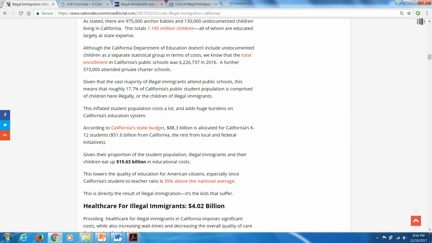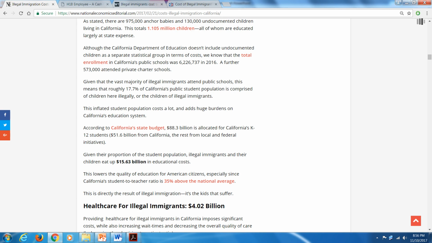17.7% of the California public school population is children here illegally, which is the same as, in another module, we had these slides, the 1 out of 7. It's actually matching. See, the numbers are matching. These are from two different sources, but that number is correct.